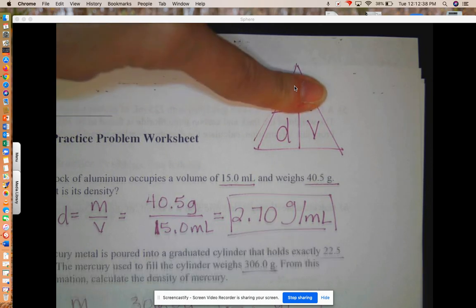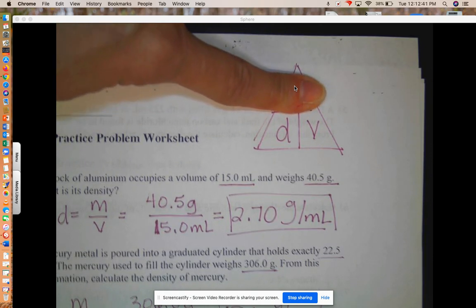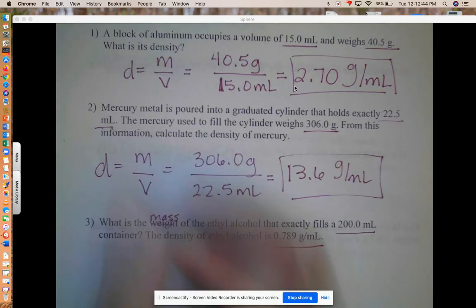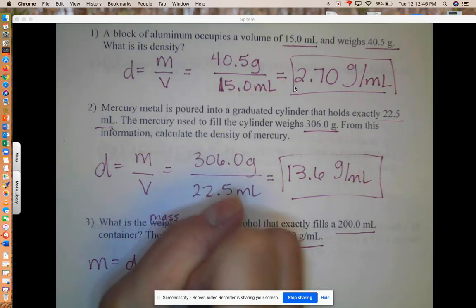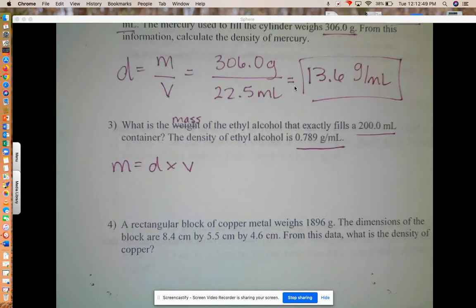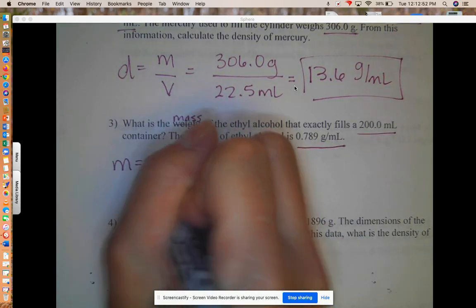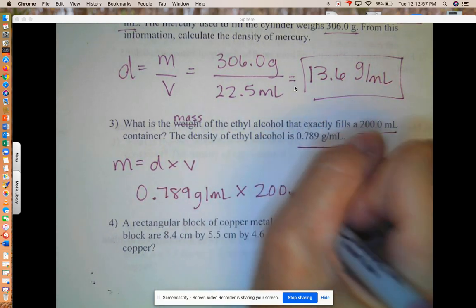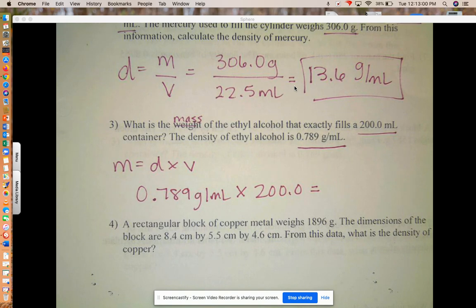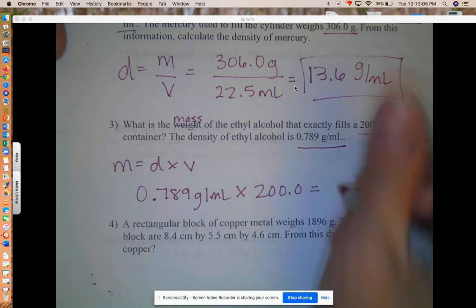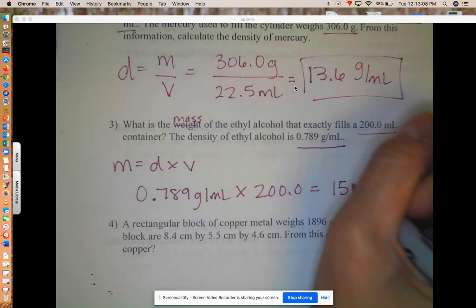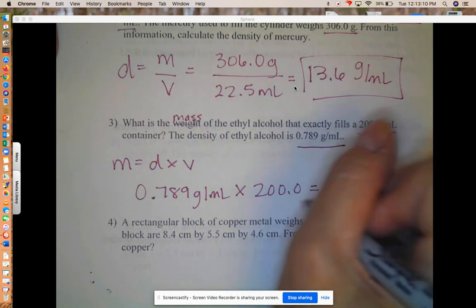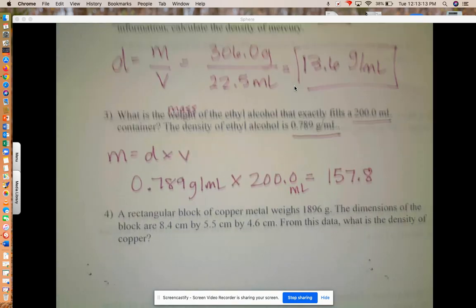I'm going to go back up to my triangle. If I need to solve for mass, cover up the M. My formula becomes density times volume. So then I'm just going to plug those in. My density is 0.789 grams per mil. My volume is 200. What'd you guys get? Check my math. I got 157.8.